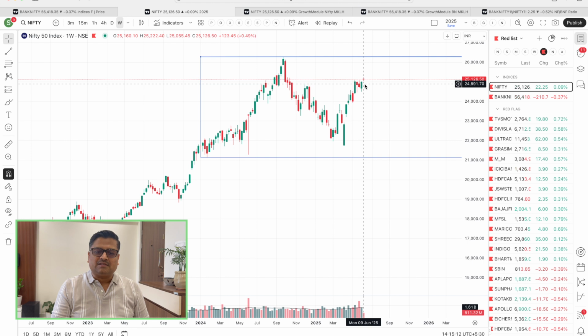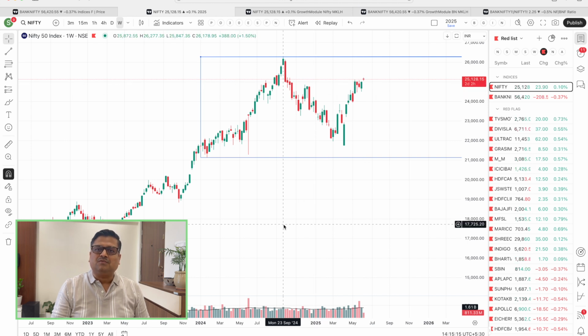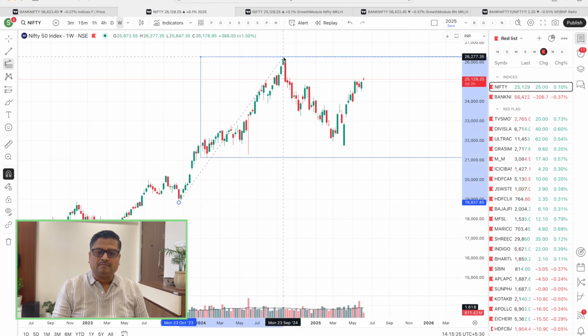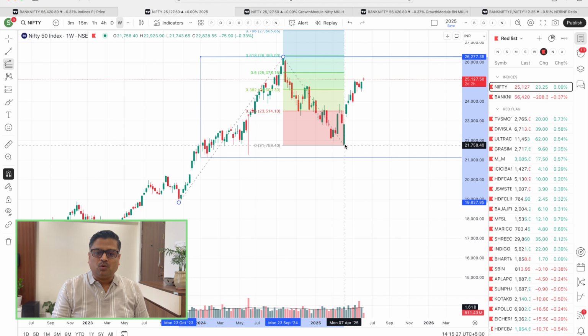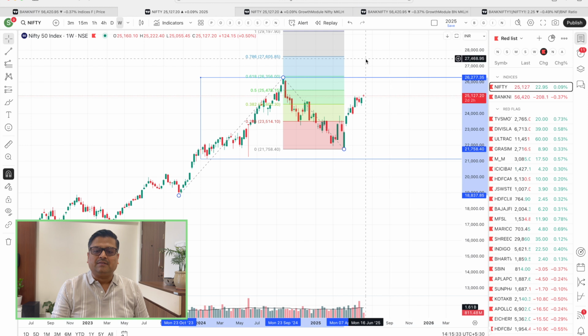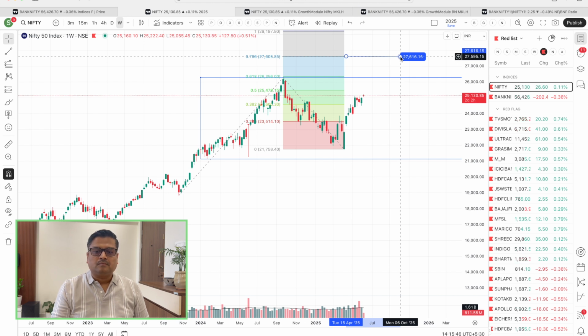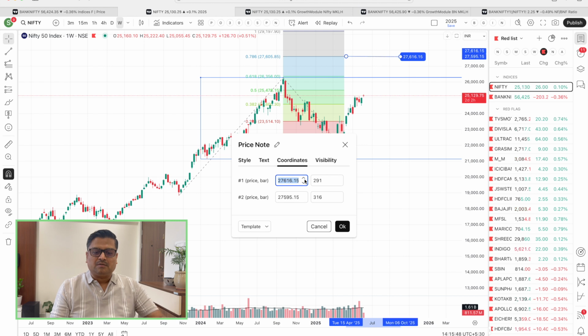So how do we analyze this? Typically, first we'll calculate the target. Target calculation can be done using a simple trend based Fibonacci tool. So from this low to high, if I plot it here and then again bring it back to the low, now what happens is my first target comes to 27,605. This is going to be my first target. Right, so I'll just mark this target.